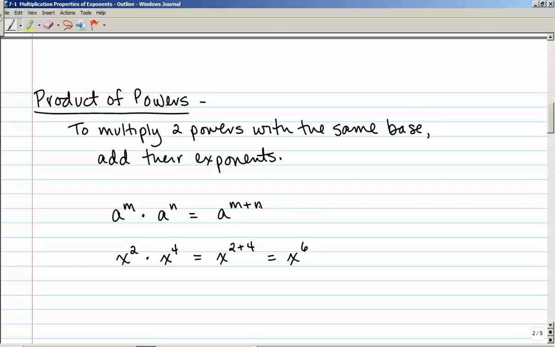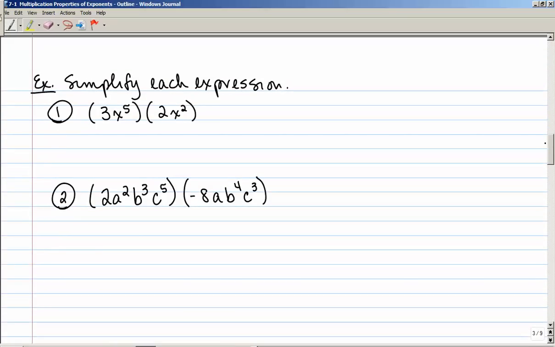Here's an example with actual numbers. X squared times x to the 4th is the same as x to the 2 plus 4, or x to the 6th. I keep the base the same and I add the exponents. Let's take a look at a couple examples here.